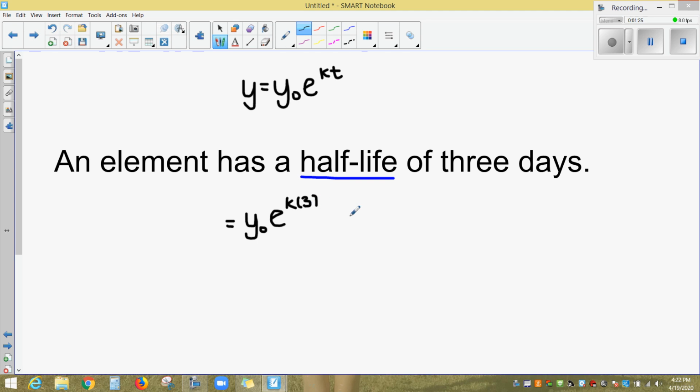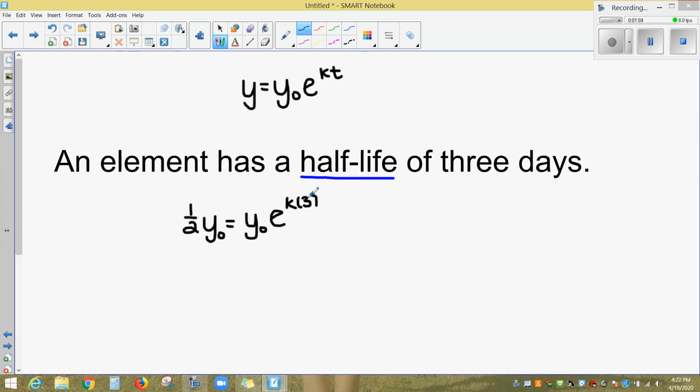So the thing they tell us is that our half-life is 3 days, and 3 days is a time. So I know that the time that it takes for this to happen is 3. Now again, I don't know how much of this element I'm starting with, whether it's 1 gram or 1 pound or 95 kilograms, but I do know that after 3 days only half of it is left. As long as I know the relationship of the final amount to the initial amount, I can find that missing piece up here in the exponent.